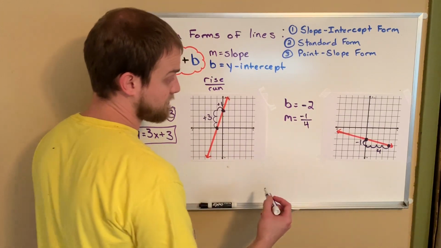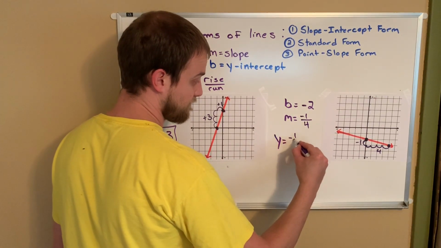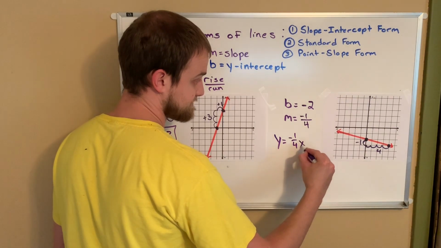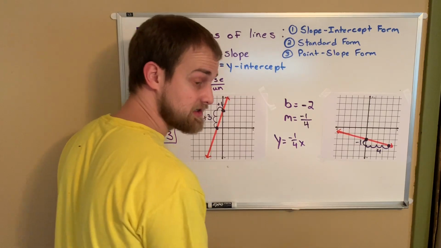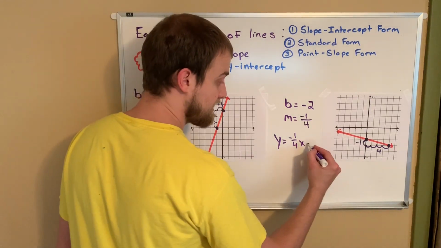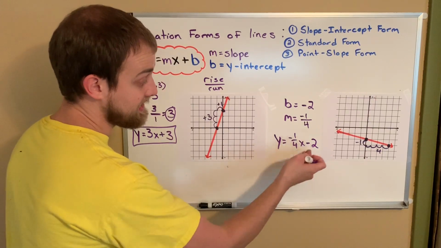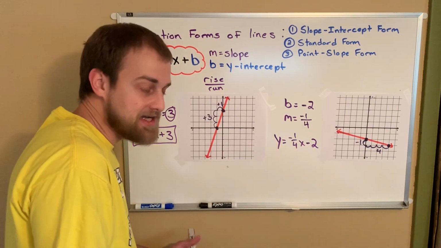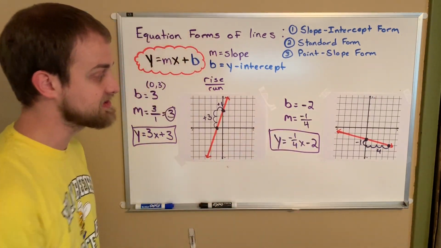I'm now ready to write my equation. Y equals my slope, which is -1/4, x. Now notice this is -2, so I can kind of cheat a little bit here and say -2, but as it sits in my equation, this is going to be y equals -1/4 x minus 2. So again, we kind of trick ourselves into writing minus, but we say negative.